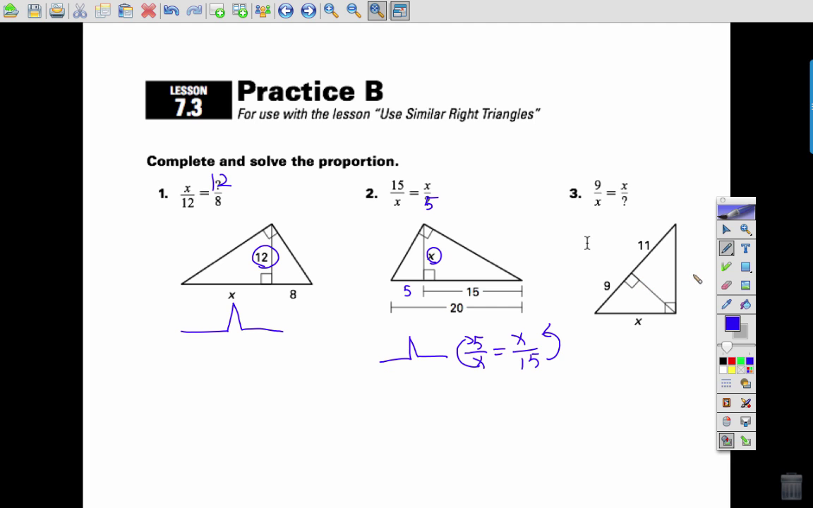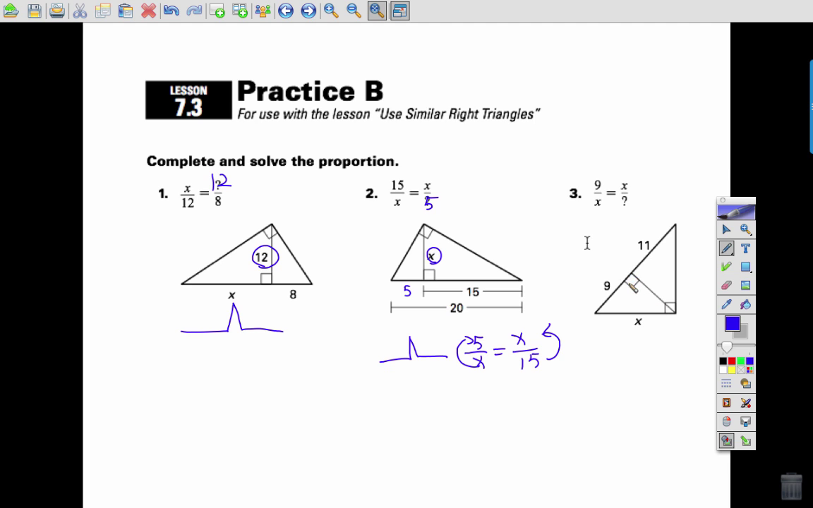This one, ooh, interesting. I have to turn the paper around so that this angle is on top. But obviously no information is given about the altitude. So what can we do here? It says 9 over x. What do I do here? Equals x over what? What do you think this is?